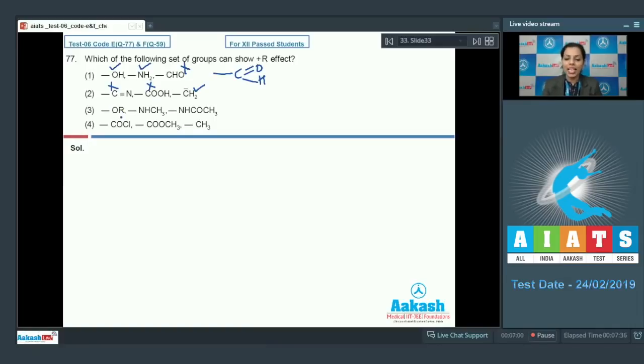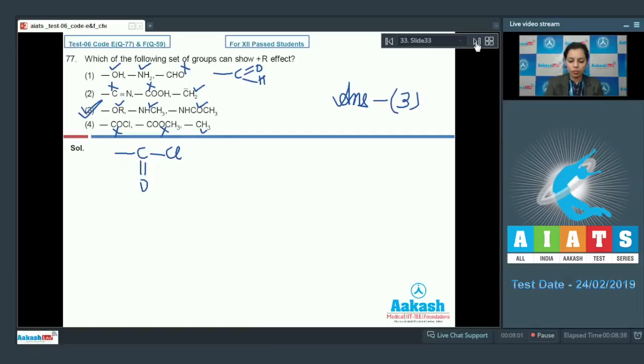Further, OR. Yes, it has a lone pair on this oxygen atom. It can show plus R effect. Now further, NHCH3. The nitrogen atom has a lone pair. And here is NHCOCH3. Again, the nitrogen atom is there and a lone pair is present. It means all three are showing the plus R effect, and that's why this is the correct answer. But before that, we have to check the next option also, COCl. The COCl is the acyl derivative that you can show in this way. This is again a minus R group, not a plus R group. For the COOCH3, this is an ester group and it is also considered a minus R group. Further, CH3. The CH3 is showing hyperconjugation. Our correct option we have already chosen, that is option 3, in which all the groups show plus R effect. That's why the answer is option 3.